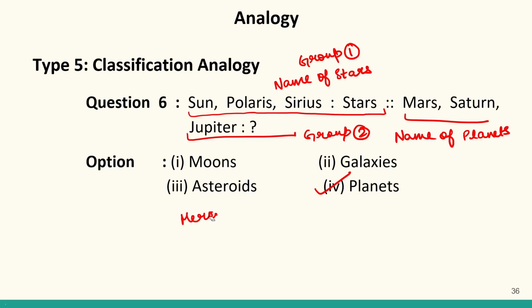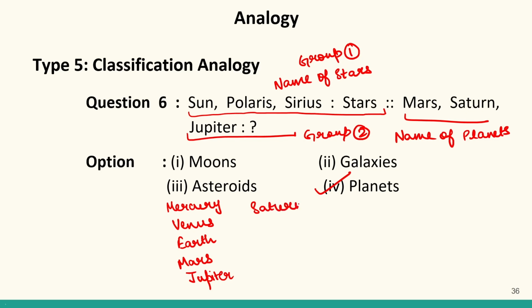Mercury, Venus, Earth, Mars, Jupiter, Saturn, Uranus, Neptune, and Pluto. These are all 9 planets. These are all the names of 9 planets.